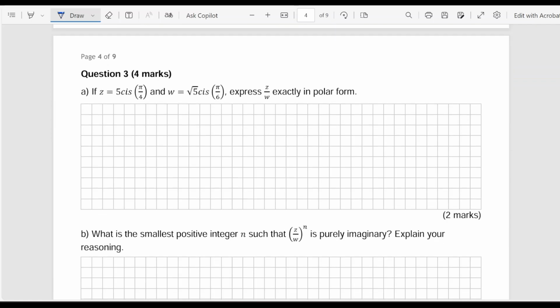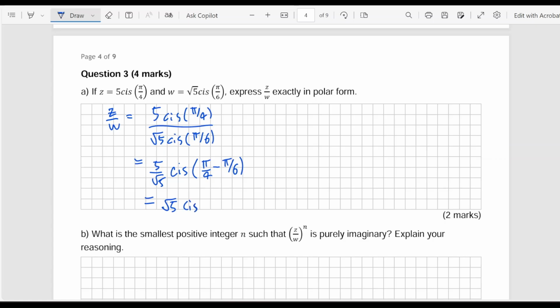All right, do that. So this is very similar to what we were doing before. z over w. So let's see what we get here. It's going to be 5 cis of pi over 4 on the top, and it's going to be a root 5 cis of pi over 6 on the bottom. So you get 5 over root 5 as the modulus, and you're going to get pi over 4 take pi over 6 as the argument. Now 5 over root 5 is just root 5. You can check that on a calculator if you want.